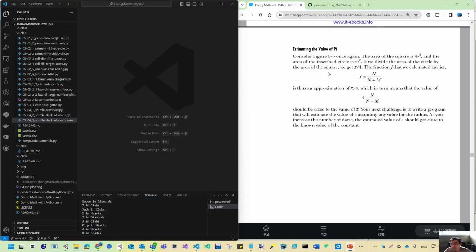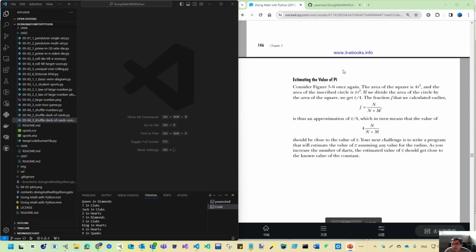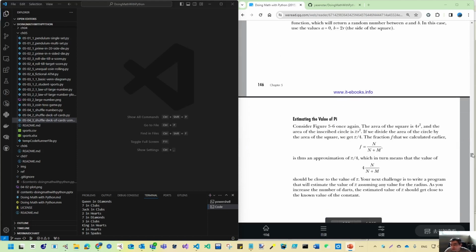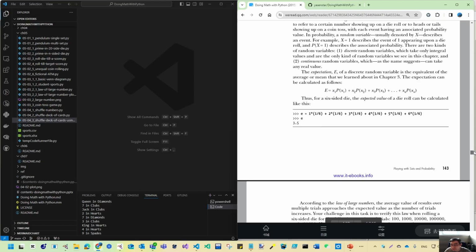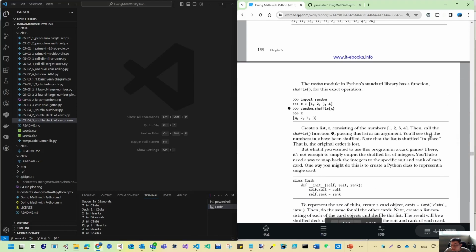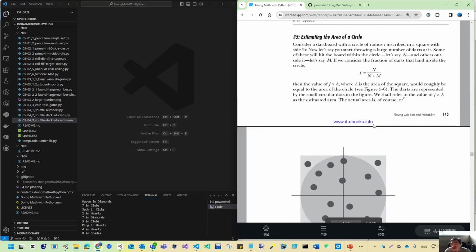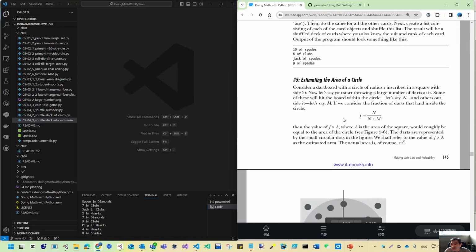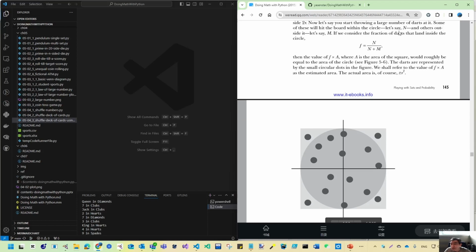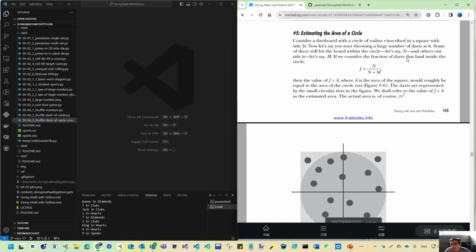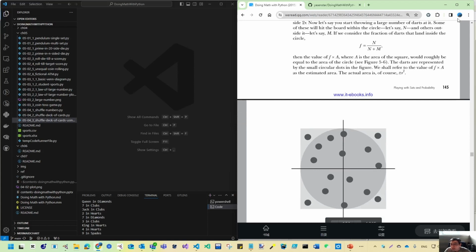Consider the figure 5.6. Let's go back to the 5.6. This is our 5.6. We use this to estimate the area of a circle. So we put this n. Let's make some definitions for the variables. The darts that hit the board within the circle, we say that is a number n. Others miss, so outside, these four corners, will be m.